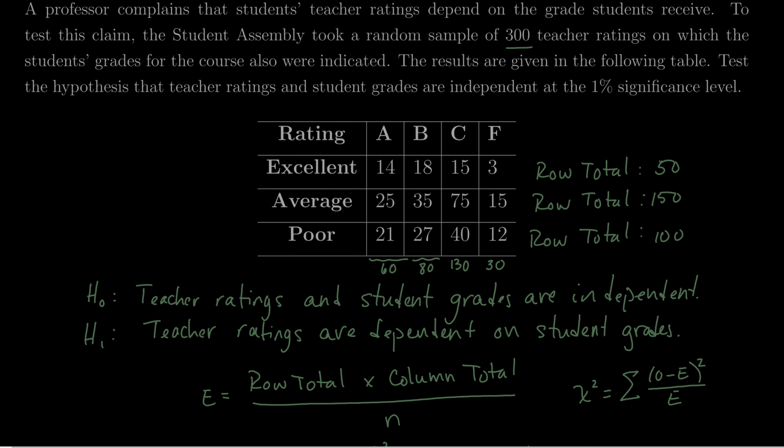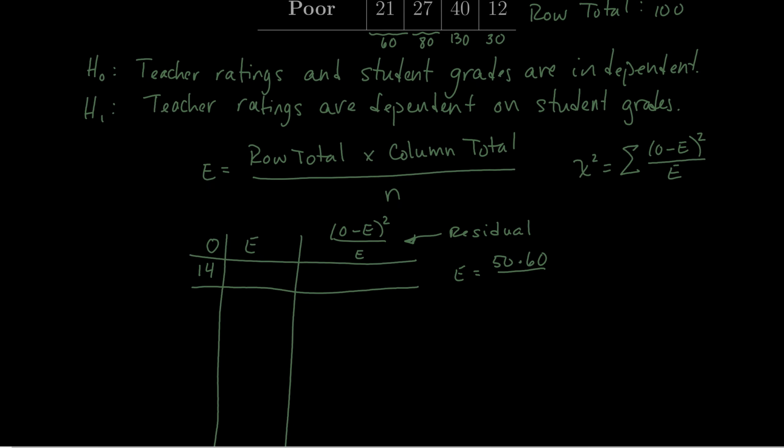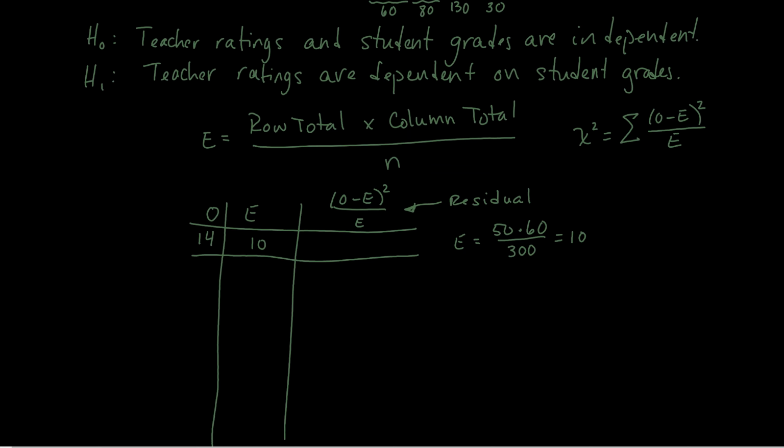If it weren't, we could simply add up all these numbers or add up just the row totals or just the column totals. So we have 50 times 60 divided by 300. This gives us an expected frequency here of 10. We can calculate now the residual for this. So the residual is calculated by doing the observed minus the expected, so 14 minus 10, squared divided by the expected, which is 10. This can be done in one calculation. Just be very careful with parentheses. You have to put parentheses around the 14 minus 10 before you square it. So when we do 14 minus 10 squared divided by 10, that gives us a residual of 1.6.